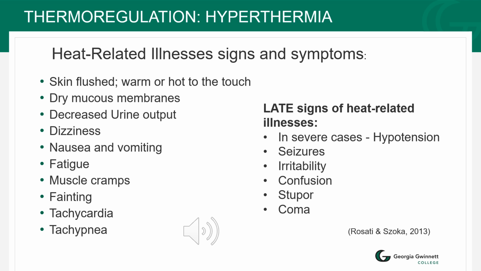If a patient gets to the point where their blood pressure drops, or they are hypotensive, hypotension is low blood pressure, or they're having seizures or irritability, confusion, stupor, or coma, which are all CNS symptoms, those are late signs of heat-related illnesses, and you know that your client is in some serious trouble when they exhibit those signs and symptoms.